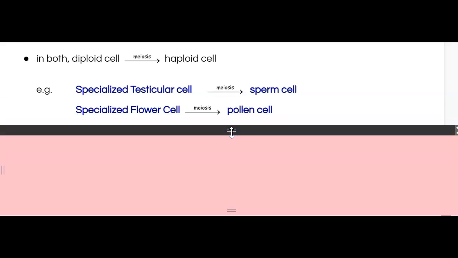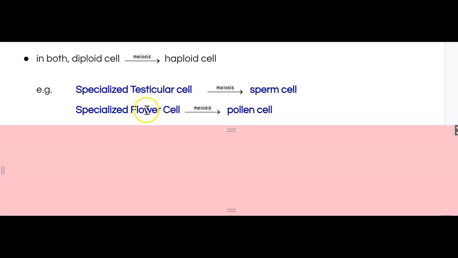In the same way, there might be some specialized flower cell with a full complement of chromosomes that through meiosis will become a pollen cell, and a pollen cell is a reproductive cell in the flower, so it will be haploid in number.